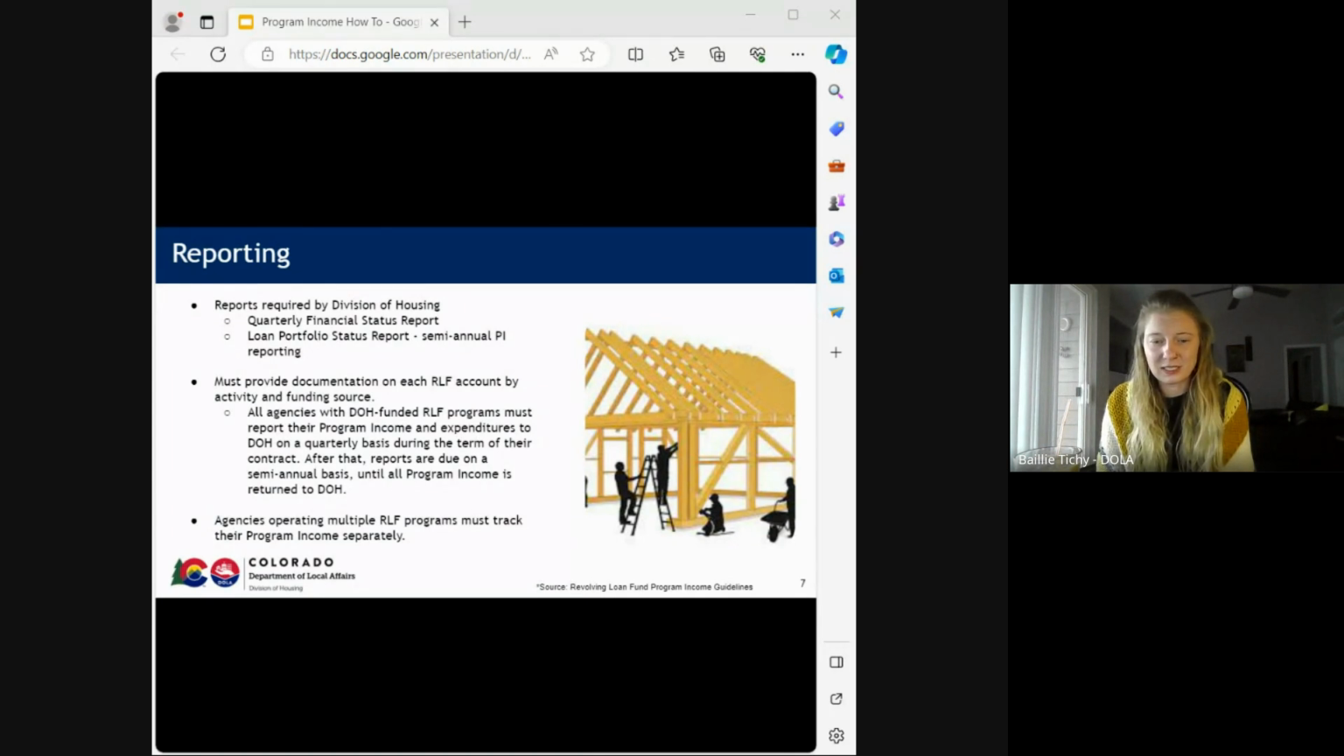We're really wanting to see the details of what's happening with the program income. And of course, if the program income is shared with funds that aren't DOH, some people aren't as willing to give us all the documentation we need, just things like that. So we're just trying to make sure that all the bases are covered and that program income is being tracked and reported on appropriately. So that's our first step in making that decision.